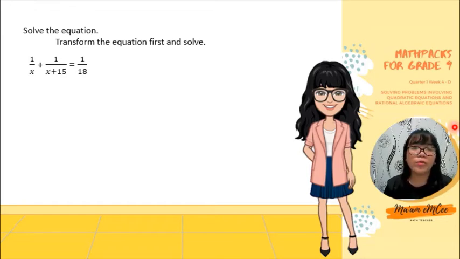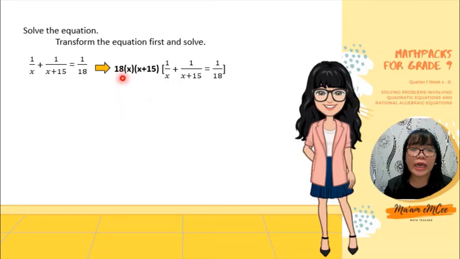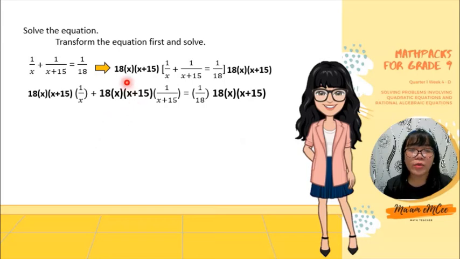We need to multiply both sides of the equation again by the LCD. And obviously, our LCD will be 18 times x plus 15, or just the product of all our denominators. So this part of the equation will be multiplied by our LCD, and this part will be multiplied by our LCD. Then we simplify. Each of these terms will be multiplied by 18 times x plus 15.